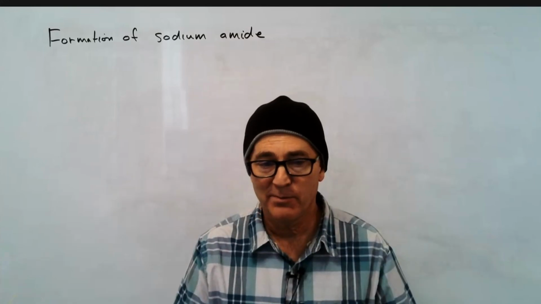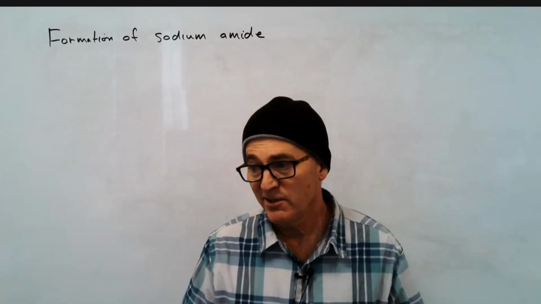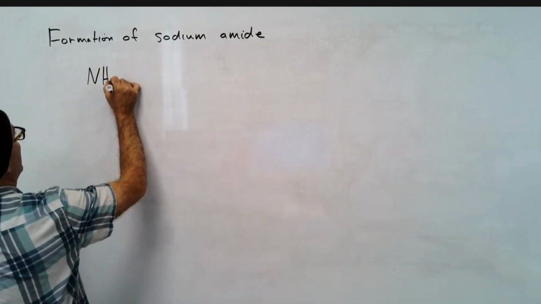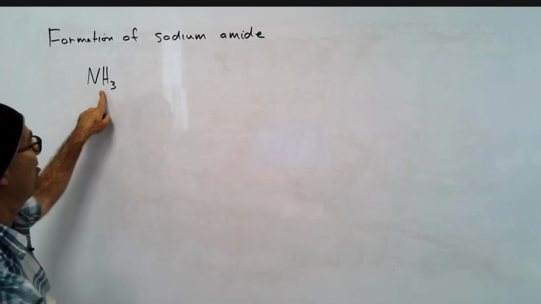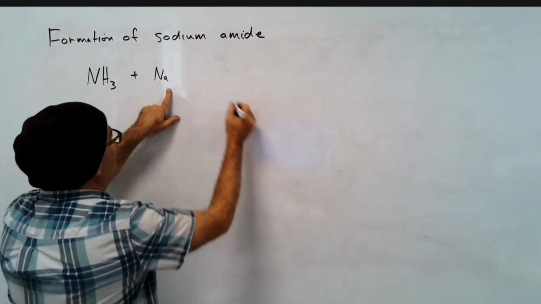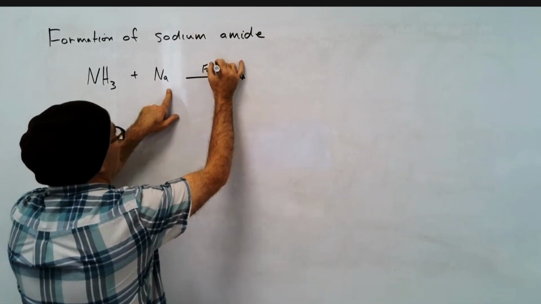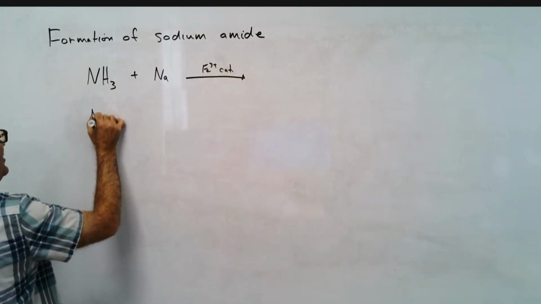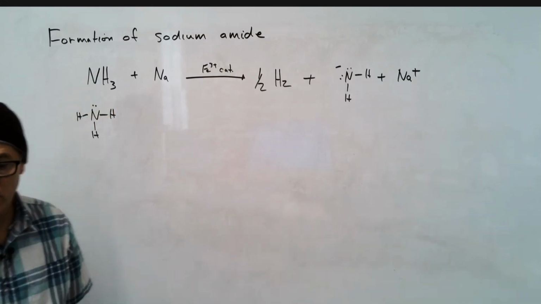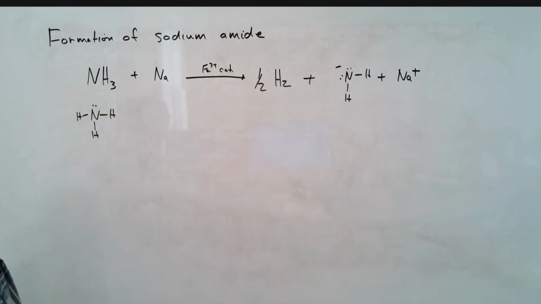How do we make sodium amide? And what is it? Why is it important? So we take some, what's the name of this compound? Ammonia and sodium metal and a little iron(III) salt act as a catalyst. And this is the reaction that occurs.